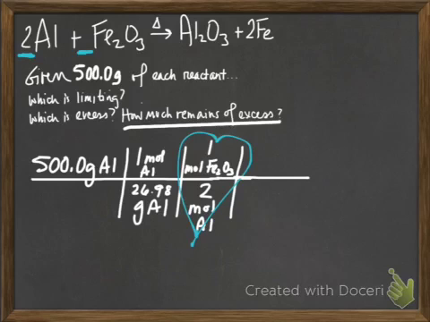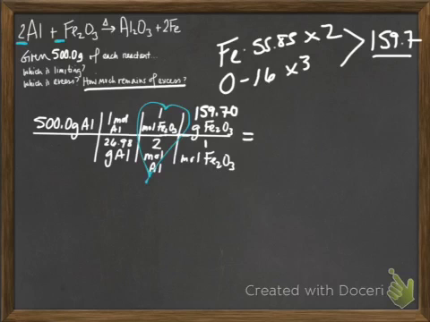It's got to cancel. Moles of iron oxide. Moles of Fe2O3, iron 3 oxide. And what units and what chemical are going to go on the top? Grams of same, Fe2O3. Now we have to get the molar mass of Fe2O3. We're all set up to do our math.